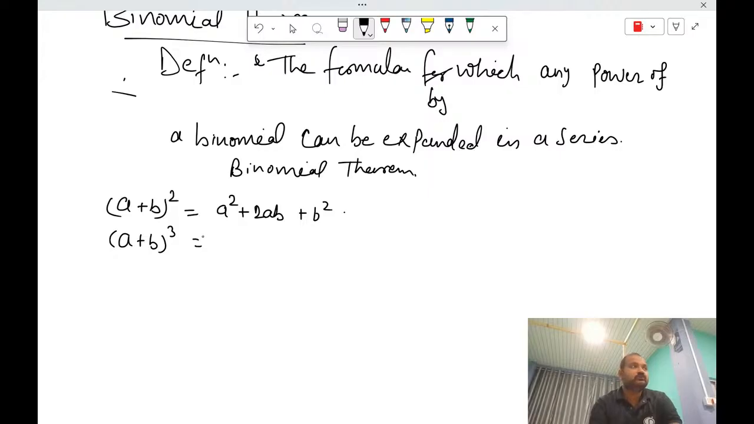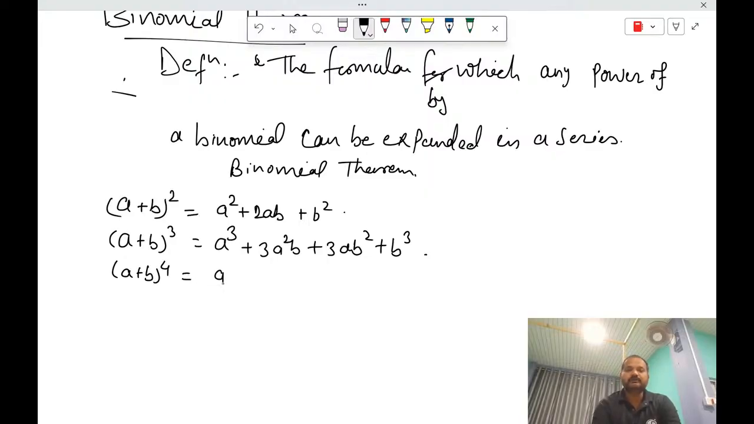So here you will know. Okay. So now we will see a plus b whole cube. It will be a cube plus 3a square b plus 3ab square plus b cube. Okay. Now, can you tell me the formula of a plus b whole to the power 4? Its formula will be a to the power 4 plus 4a cube b plus 6a square b square plus 4ab cube plus b to the power 4.